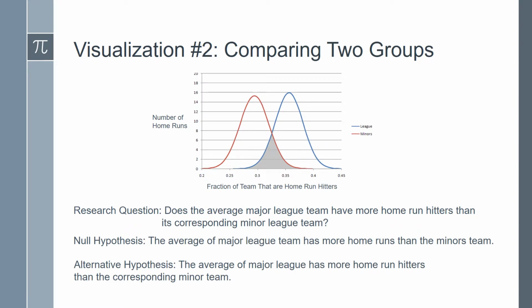When we are comparing the two groups, here the question goes like this: does the average major league team have more home run hitters than its corresponding minor league team? So the null hypothesis is the average of major league team has as many home runs as the minor team, and the alternative hypothesis is the average of major league has more home run hitters than the corresponding minor team.